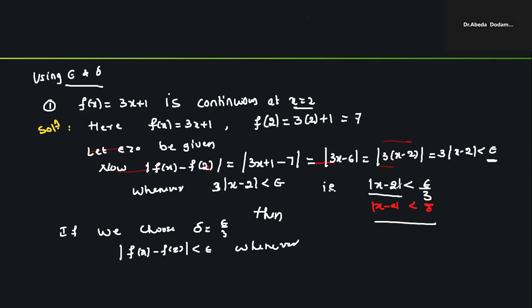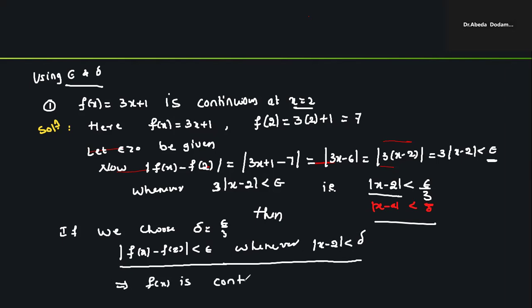Then the difference between f of x and f of 2 is less than epsilon whenever modulus of x minus 2 is less than delta, because I have chosen this as our delta. So this is nothing but the definition of a continuous function, right? Therefore, we can conclude that f of x is continuous at x equal to 2. Basically we have to follow these steps in order to understand whether the given function is continuous or not. Here we are using the epsilon and delta definition in order to prove it.